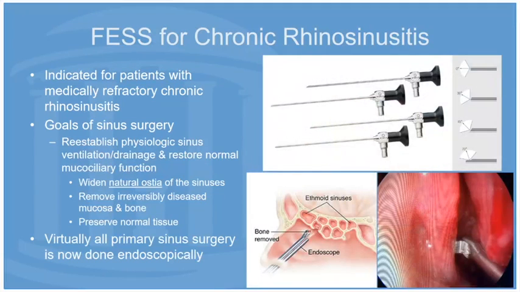Now, in this day and age, virtually all sinus surgeries are done endoscopically, hence the E in FESS. So sinus surgeons have at their disposal a variety of endoscopes of varying lengths and viewing angles, as well as a number of surgical instruments that allow them to safely widen sinus ostia and safely dissect bony partitions.